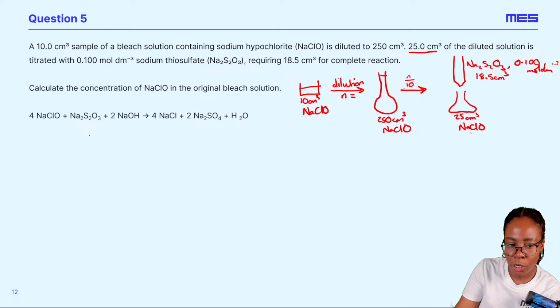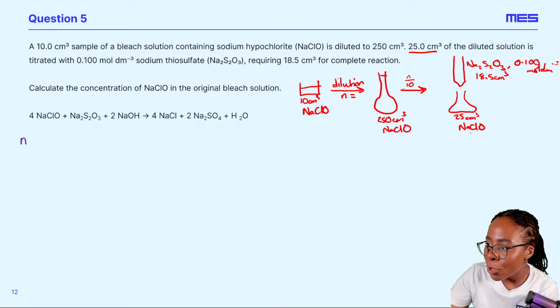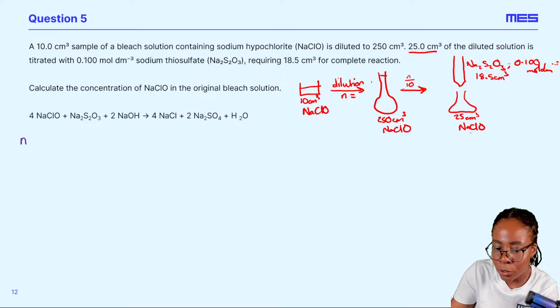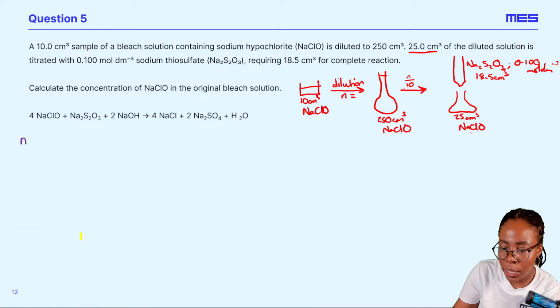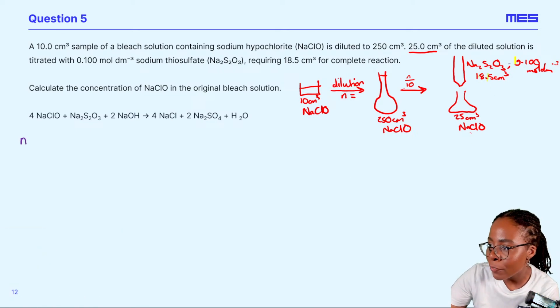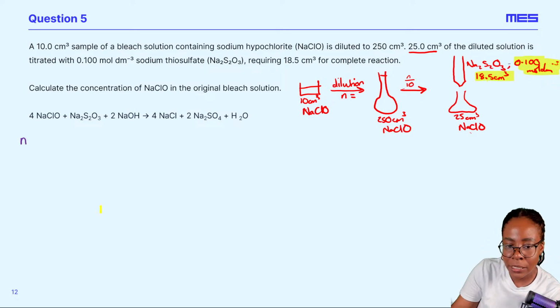We're dealing with solutions. So if we're dealing with solutions, we need concentration and volume. Wonderful. We have got the concentration and the volume of our sodium thiosulfate, right? Because we were given the concentration was 0.1 moles per dm cubed, and we needed 18.5 centimeters cubed of that to react with our NaClO. So that's what we're going to start with.